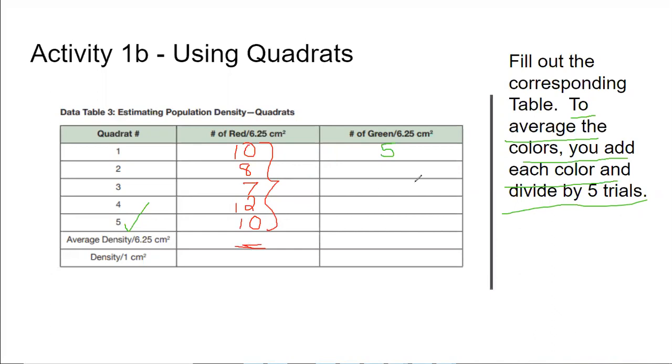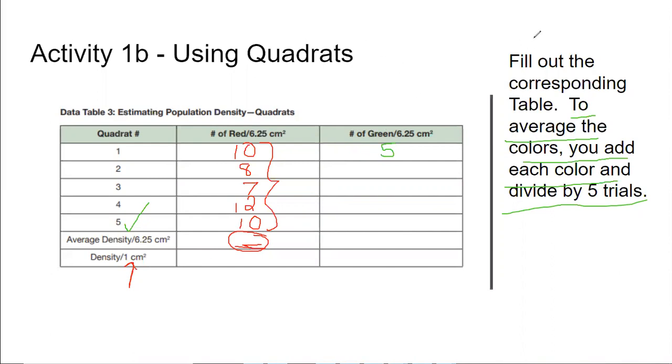Okay. Same for green. And then to get your final density, you want to actually do this equation here. You want to take your average number and divide by the 6.25. Okay, so you're actually going to run that in a calculator. Take your average number, which is going to be right here, divide by 6.25, and you're going to get your density in just 1 square centimeter. All right, so that's going to be a much smaller number. And then that's going to go in that final row of activity 1B.